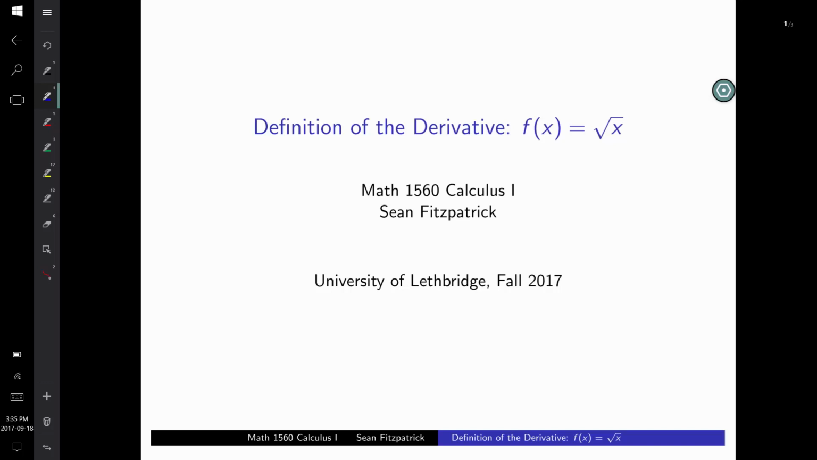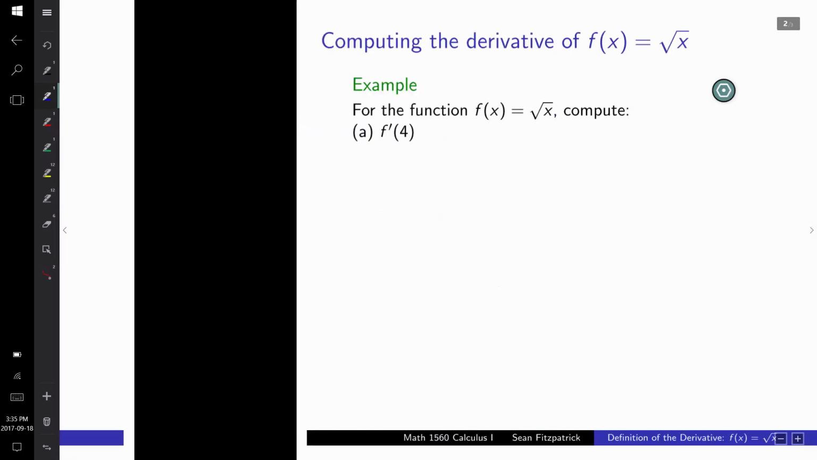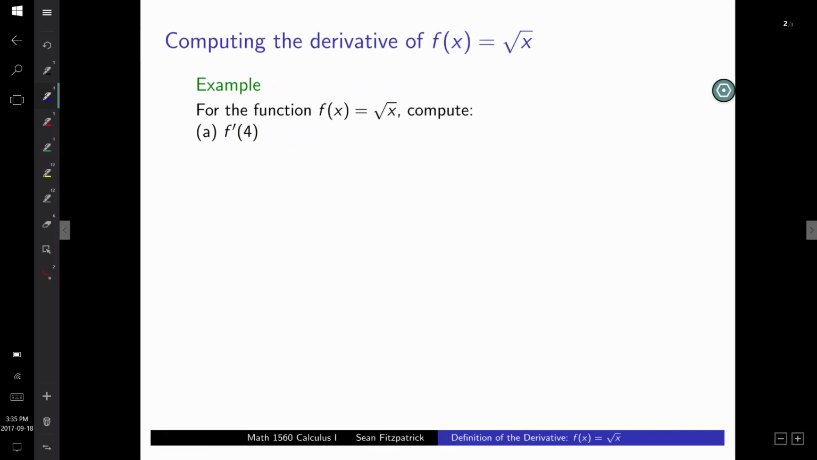Alright, so this is going to be our second video for Math 1560 Calculus 1 at U of L Fall 2017, where we use the definition of the derivative to compute the derivative of a function. And this time we're going to tackle the square root function. Same as last time, we'll calculate the derivative at a point, then we'll calculate the general formula.